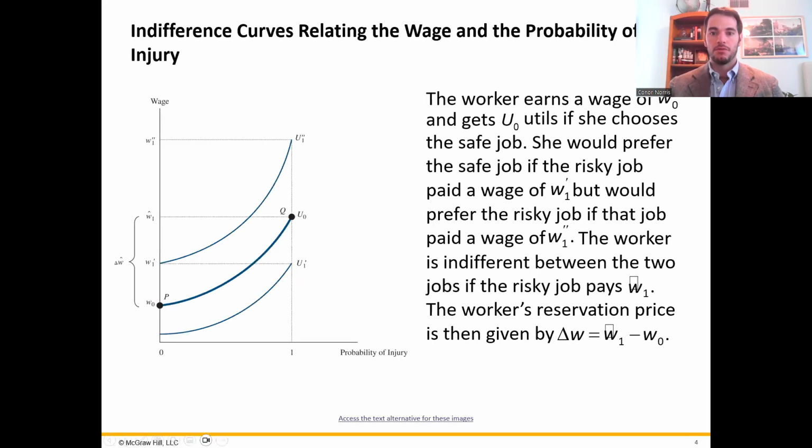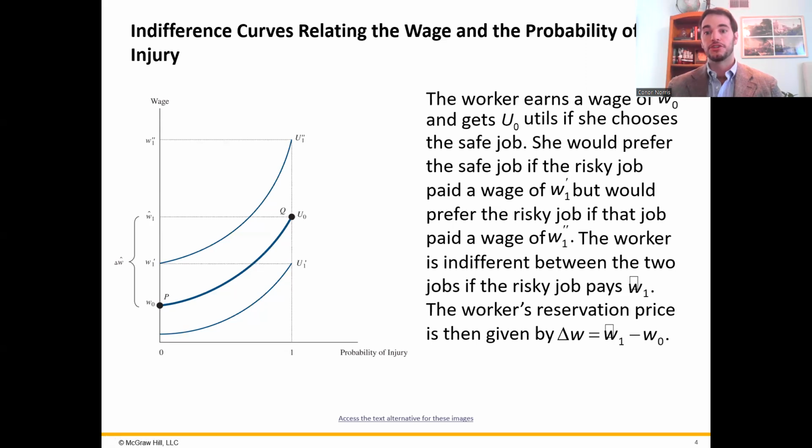So here we see a set of worker indifference curves for our model, which now includes the risk of injury. Again, injuries are bad in our model, so wages have to increase in order to make up for the added risk and to make that worthwhile for the worker. Here, the x-axis shows the probability of injury, or the risk. And again, there's only two types of jobs. So there is 0, perfectly safe, and 1, guaranteed risky. And the y-axis shows the wages that the worker earns.